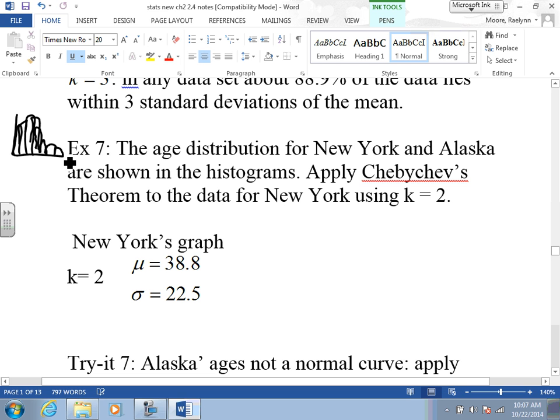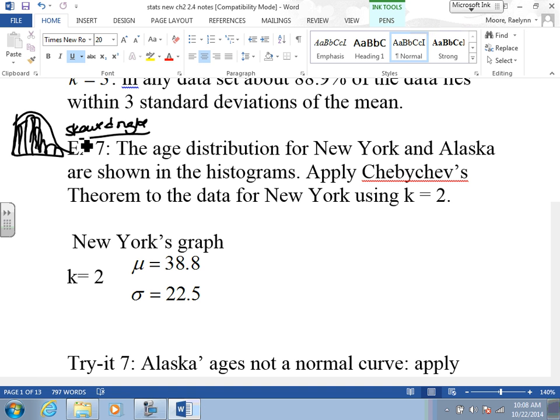So where's the skew? To the right. It's skewed to the right. So does it follow a normal curve? No. So this has a skew. If anything has a skew, we're going to follow Chebyshev's theorem. However, we have a little bit of a twist in here.